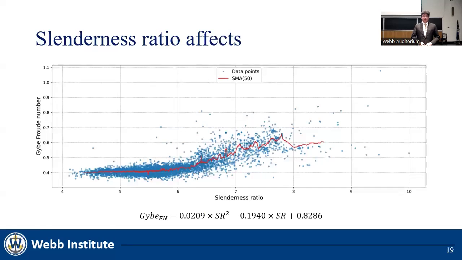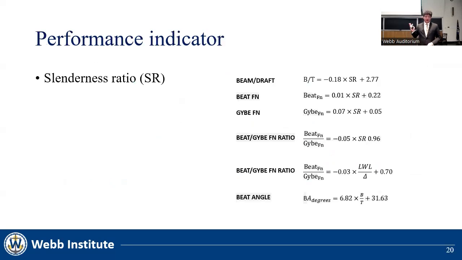Here we have the slenderness ratio and its effect. On the y-axis, we have the jibe flow number, which, similar to the beat flow number, is the velocity of the vessel predicted by the VPP when sailing downwind. We can see that at a slenderness ratio of above 6, the jibe flow number begins to rapidly increase, suggesting that having a slenderness ratio of above 6 makes it significantly easier for the vessel to plane, which increases the performance of the vessel downwind. Some other performance indicators, some other performance equations that I derived, are shown above.